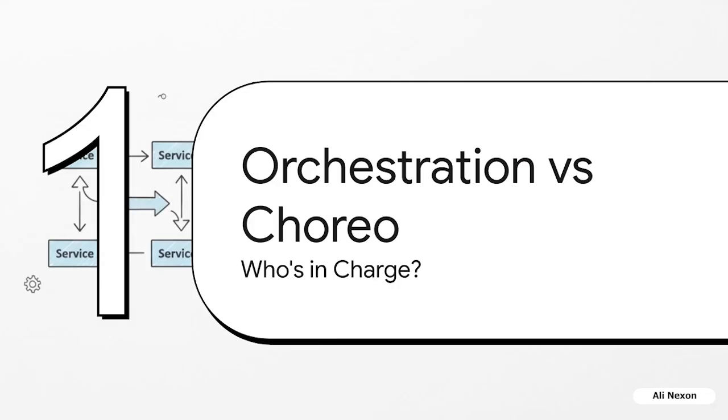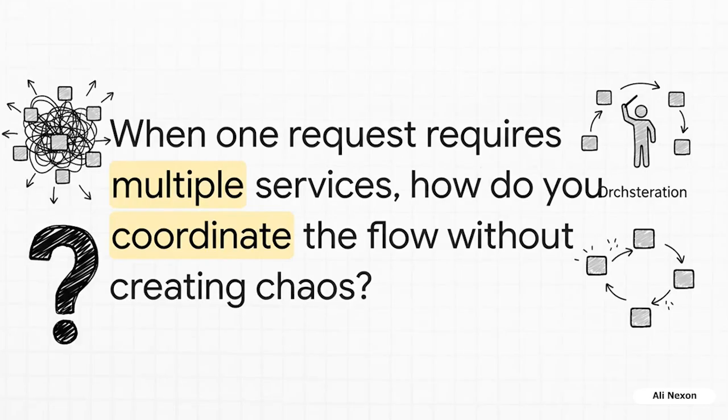Okay, so we've got our methods, the phone call or the text message. But what happens when you have a bigger task, like placing an order online that needs a whole bunch of services to work together? Who's in charge of that whole process? This is the big coordination puzzle we have to solve to avoid that big ball of mud. And there are two main ways architects think about this: orchestration and choreography.